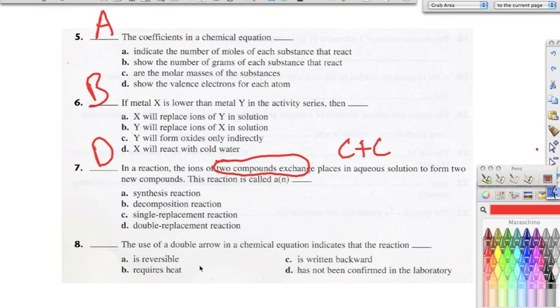In number 8, it says the use of the double arrow in a chemical equation indicates that the reaction is, and the correct answer is A. So if we see this in a chemical equation, it is a reversible reaction.